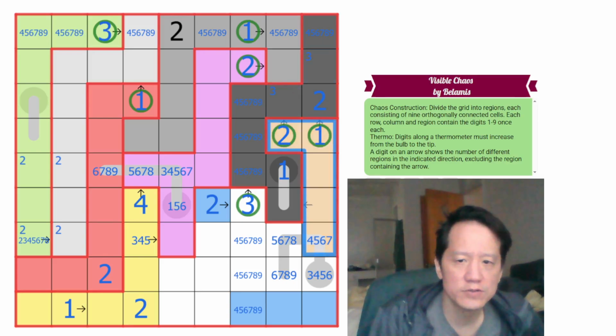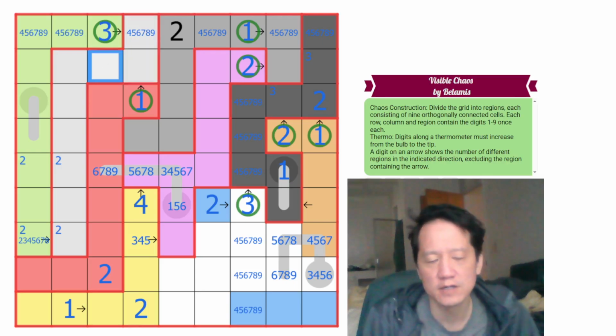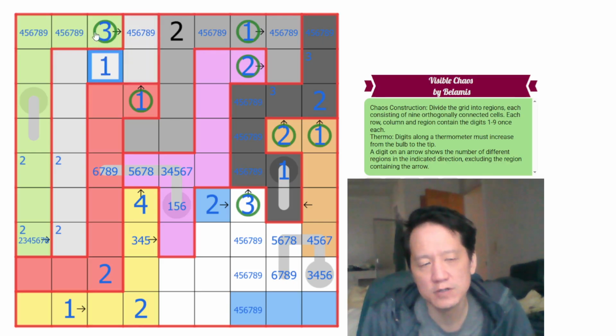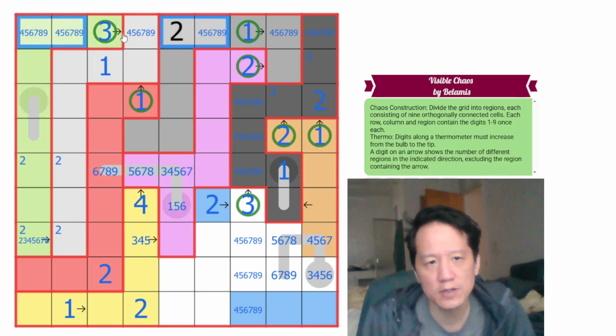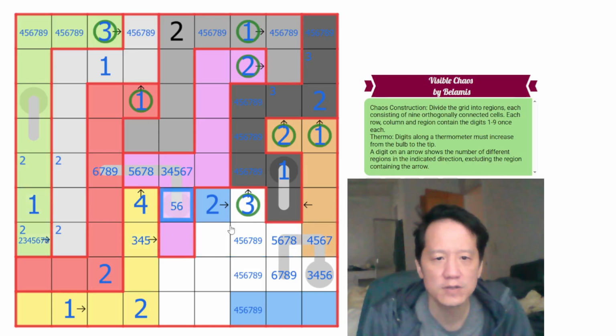Where are the 1s? 1, okay. So 1 cannot be here, and 1 cannot be here for this light region. So this has to be a 1. This 1 cannot be here. These 3 can't be here, can't be here, here. It can't be here. And this can't be 1 because it sees more than one region. So this has to be a 1, which means this can't be 1.